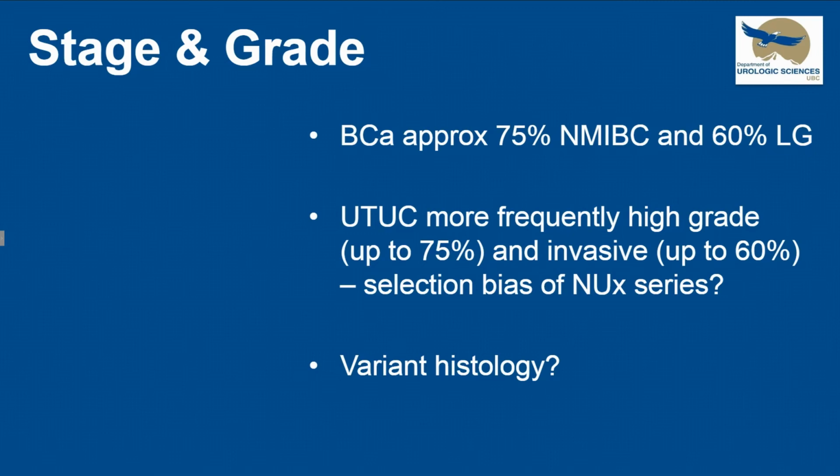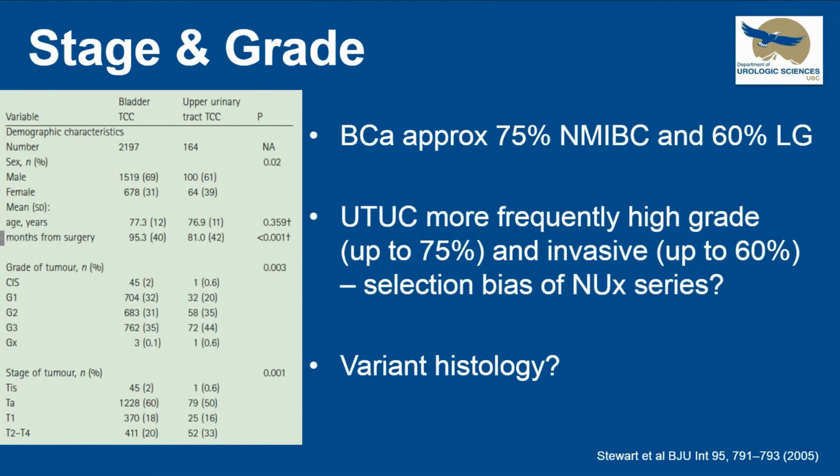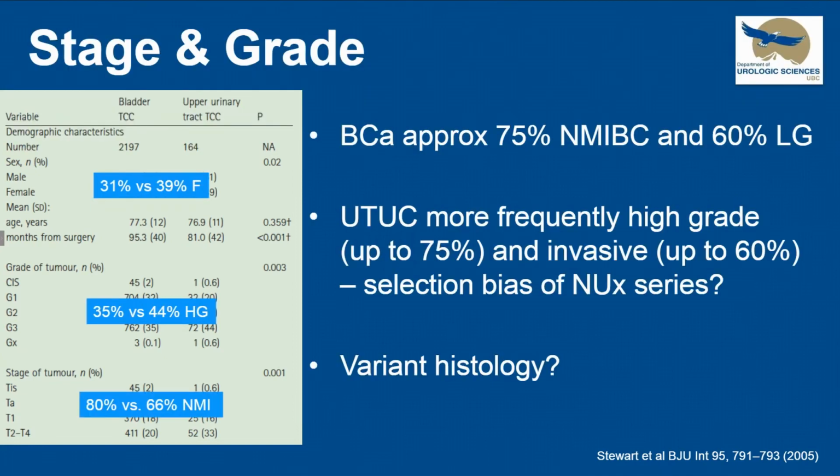We don't hear a lot about variant histology in the upper tract, although we do in the bladder. It's presumably the same. It's just a lack of evidence in the literature. If we look at one large Scottish series here on the left, you can see that again, there's a higher proportion of women for upper tract. There's a higher proportion of high grade for upper tract, and there's a lower proportion of non-muscle invasive disease, just highlighting some of these differences.